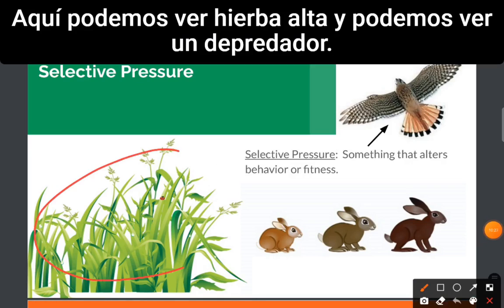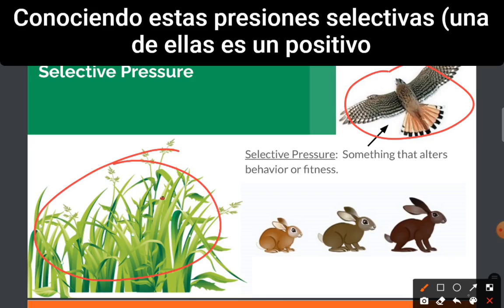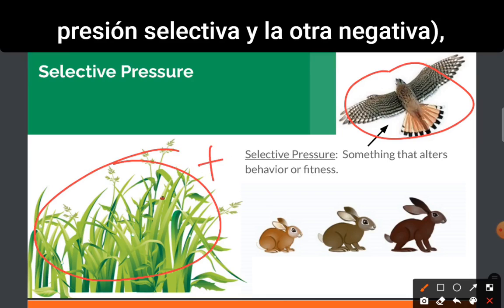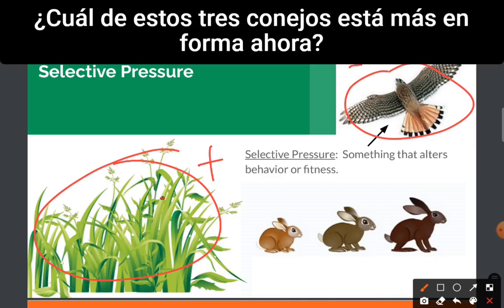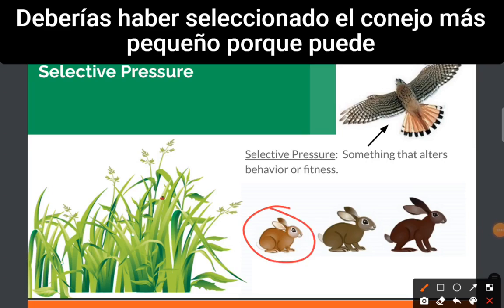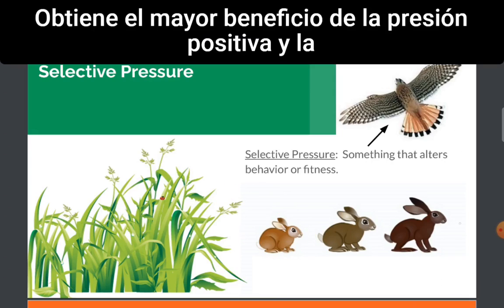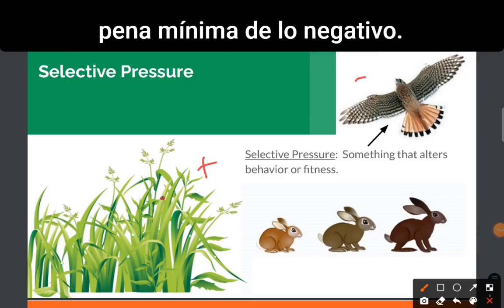Here we can see tall grass, and we can see a predator. Knowing these selective pressures, one of them being a positive selective pressure and the other a negative, which of these three rabbits is now the most fit? You should have selected the smallest rabbit because it can most easily hide in the grass. It gets the most benefit from the positive pressure and the least penalty from the negative.